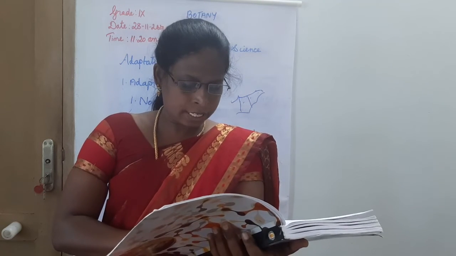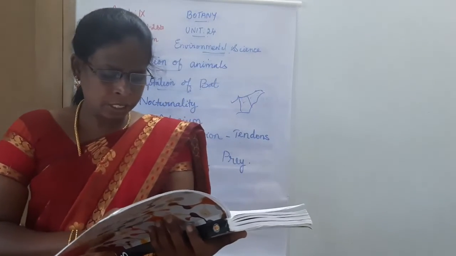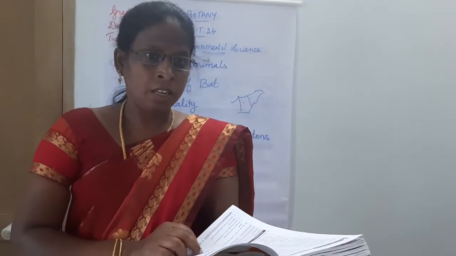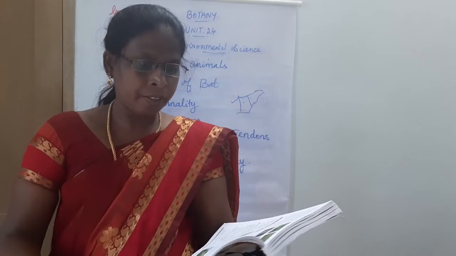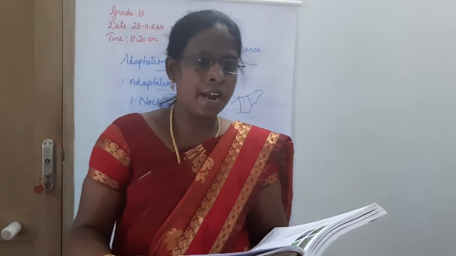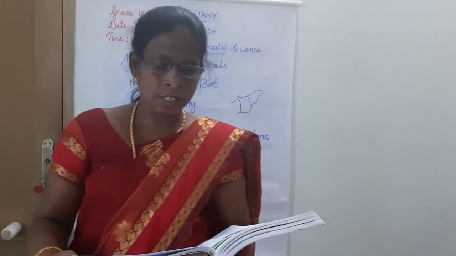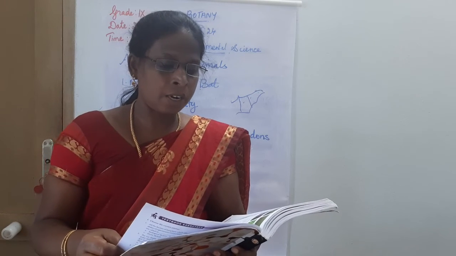Roman letter 6, third question. List out the adaptations of xerophytes. Page number 295. First, adaptations of xerophytes. There are 4 points. They have well developed roots. Roots grow very deep and reach the layers where water is available.